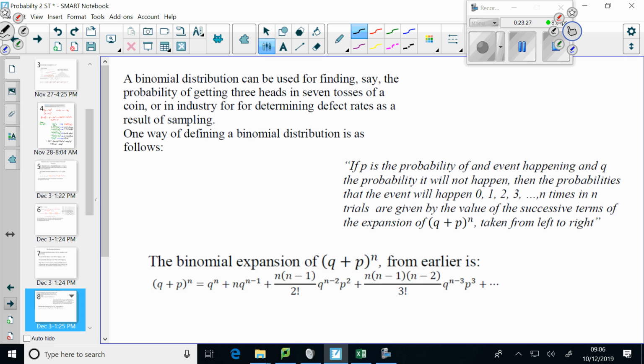If P is the probability of an event happening and Q is the probability that it will not happen, then the probabilities that the event will happen 0, 1, 2, 3 up to n times in n trials are given by the successive terms in the expansion of (Q plus P) to the n. Note Q is first, P is second in that binomial. So n is the number of tries, the number of times you're going to toss the coin and see how many heads you're going to get. And the probabilities of getting 2 or 3 or 4 heads are the coefficients in the series. Okay? So we've got this binomial expansion for (Q plus P) to the n. So we can write the formula in terms of P and Q using the binomial expansion from earlier.